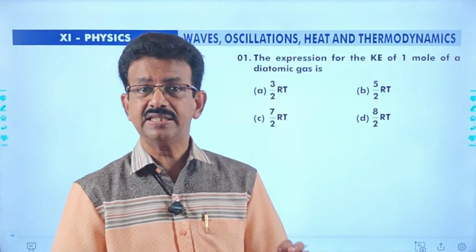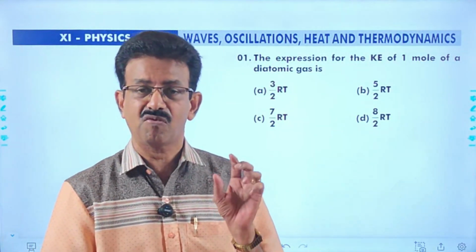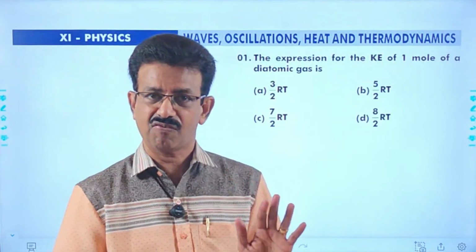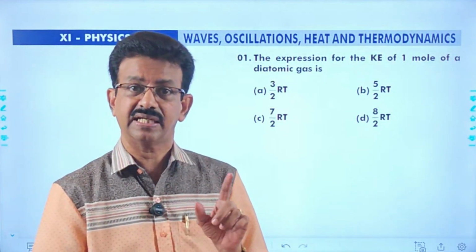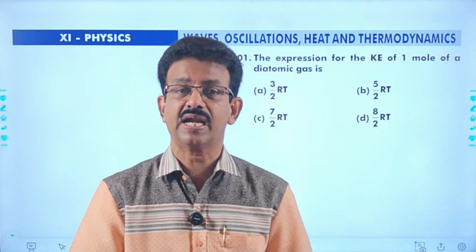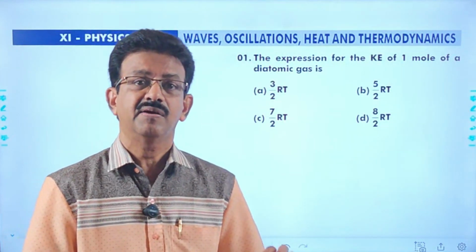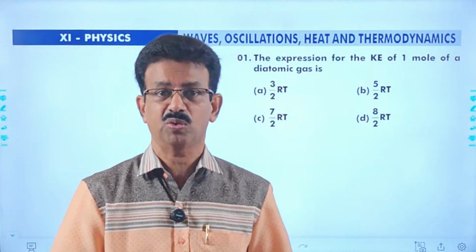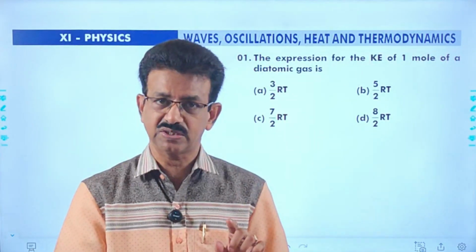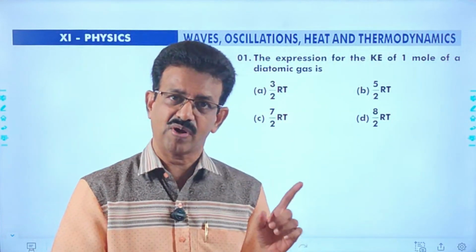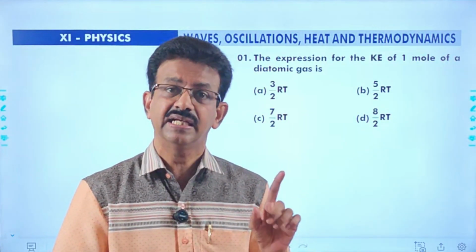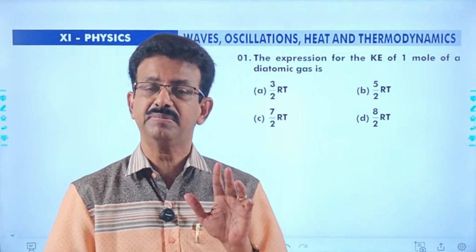The number of degrees of freedom for a monatomic gas is 3, for a diatomic gas is 5, and for a triatomic gas it is 6. At very high temperature, it becomes 7 for a triatomic gas, that is 1 more because of the vibrational motion also. That is, for a monoatomic gas, the number of degrees of freedom is 3. Then for a diatomic gas, it is 5. Then for a triatomic gas, it is 6. And at very high temperature, it becomes 7.